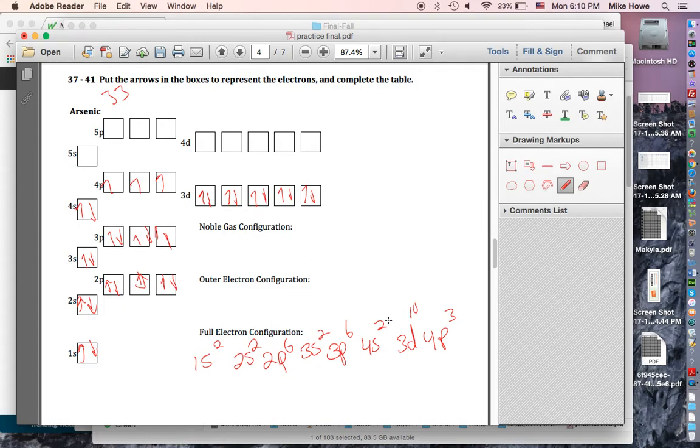The outer shell is just that and that. So it'd be 4s2, 4p3. Notice that'd be 5 in the outer shell. Right there they are. But the outer shell configuration is just 4s2, 4p3.